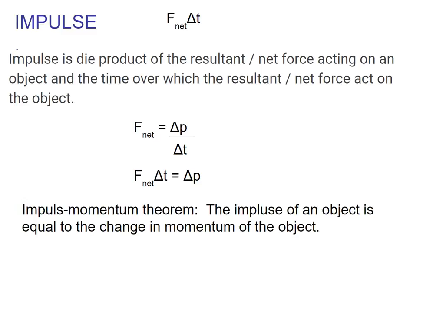The impulse of an object is equal to the change in momentum of this object. Now I can expand this equation a bit further and say the net force that acts on an object times the time is equal to the mass of that object times its final velocity minus the mass of the object times its initial velocity. In all of these videos, I've shown you that once we have an equation, there's basically 4 steps that we go through in implementing that equation.